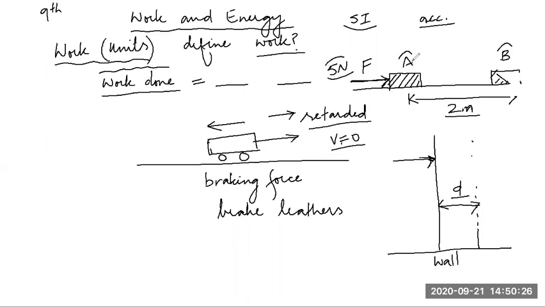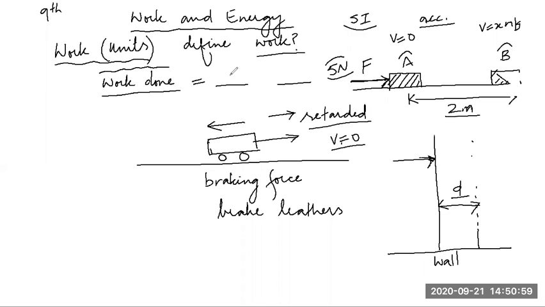Either it's increasing its velocity. See, in this case, the velocity initially is 0. And when you move this ball, it acquires some velocity, let's say x meter per second. In this case, the velocity is decreasing. So in both the cases, acceleration is there. So force applied is displacing a body. In this case, we say work done is not there because the wall is not moving. So from all this discussion, what do we understand?